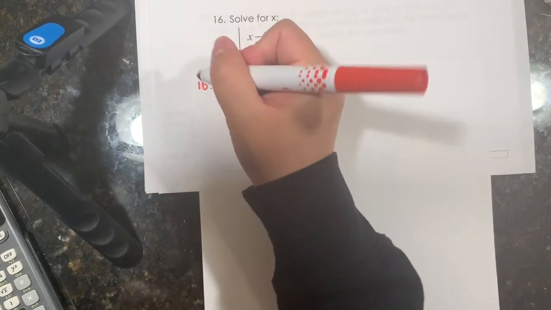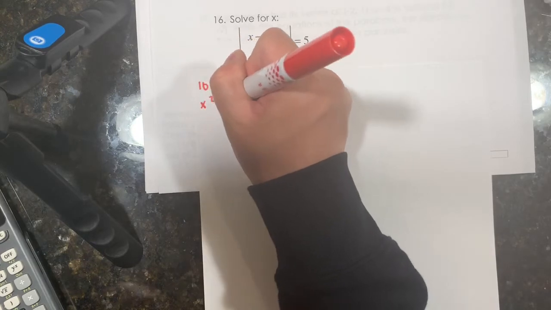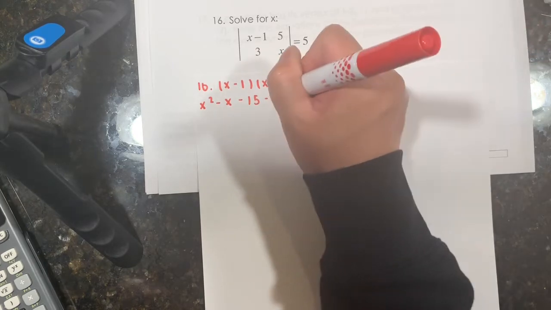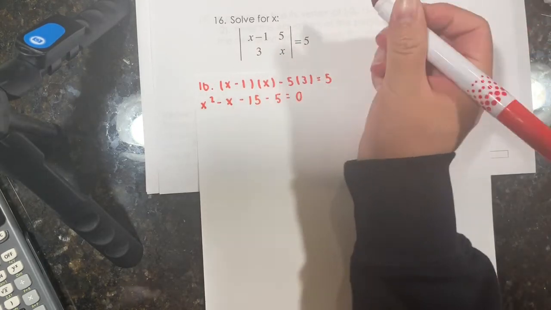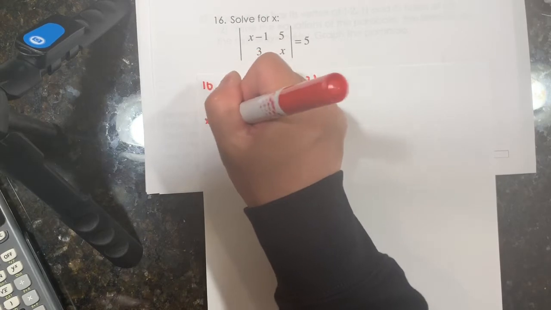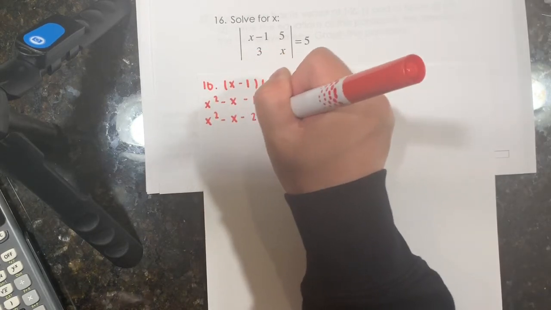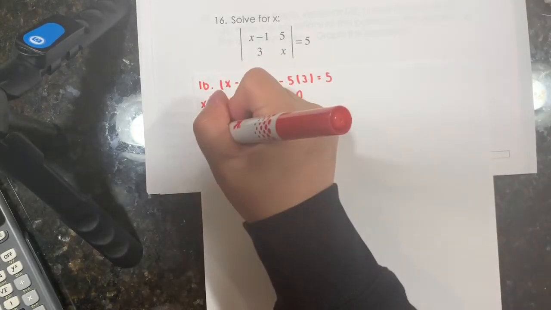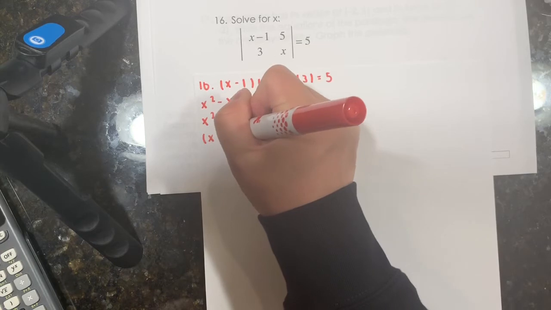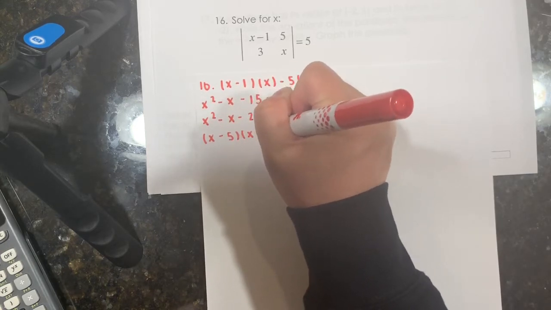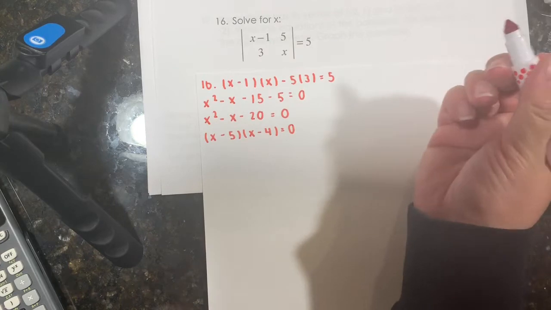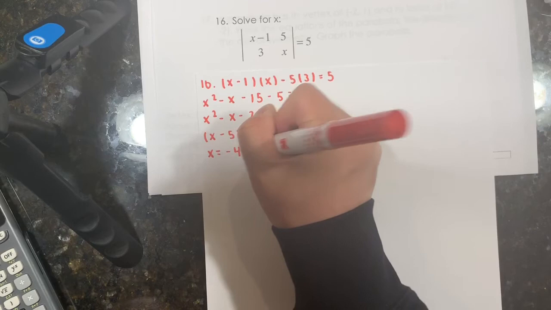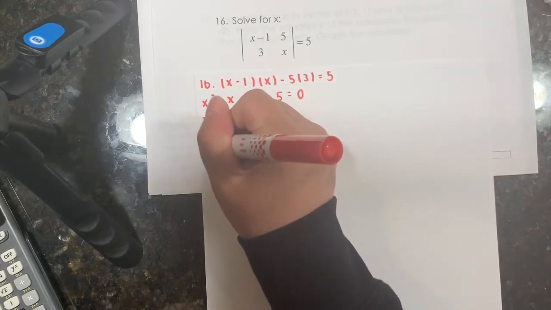So if I distribute that, I'm going to get x squared minus x minus 15 minus 5 equals 0. And that would become x squared minus x minus 20 equals 0. And that factors evenly into x minus 5 times x plus 4, meaning that I have two answers for x. I will have x is equal to negative 4, and then x is equal to positive 5.